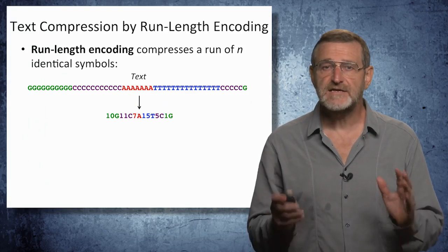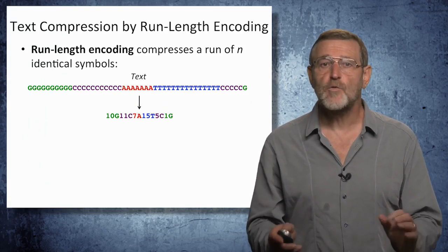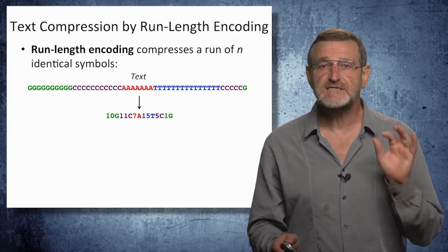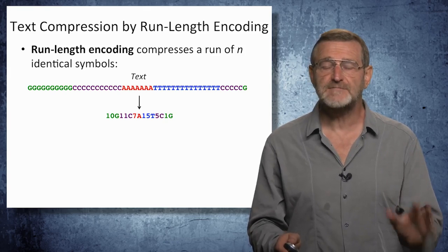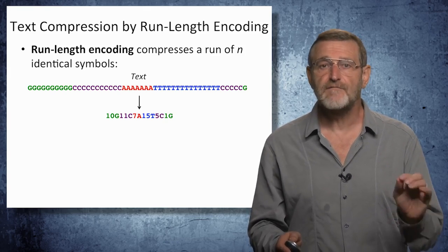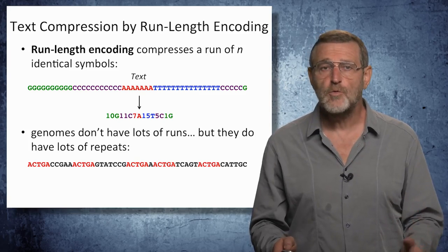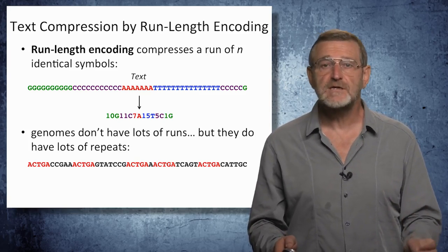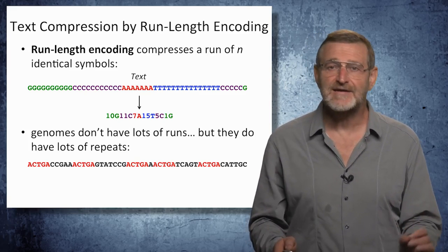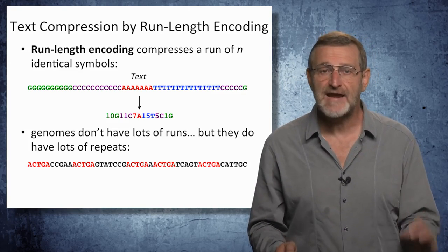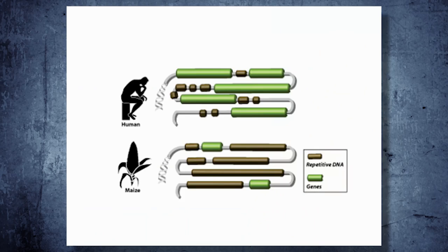Run length encoding is the simplest way to compress a text, where a run of a single symbol is substituted by the number of times the symbol appeared in this run followed by the symbol itself. You may be wondering why we want to do run length encoding for genomes, because genomes don't have many runs, but they do have many repeats. For example, more than half of the human genome is formed by repetitive DNA, and the lion's share of many plant genomes is also formed by various types of repeats.